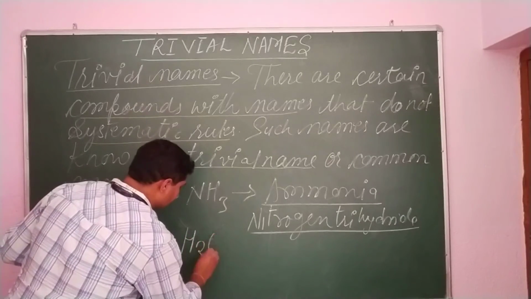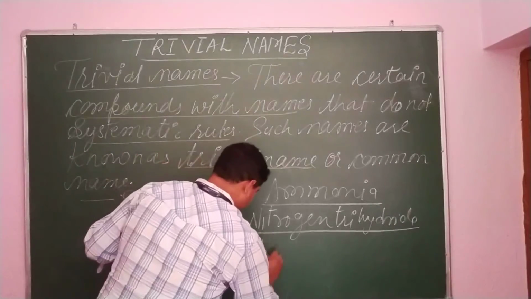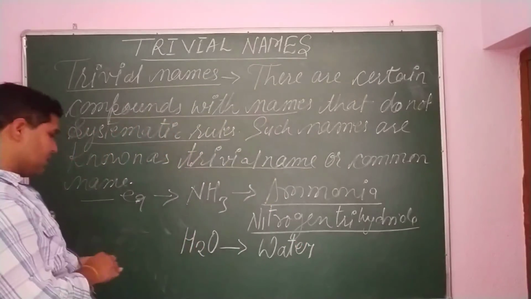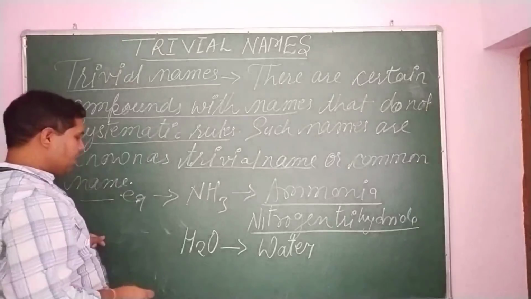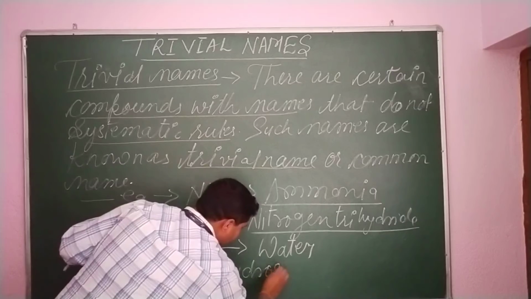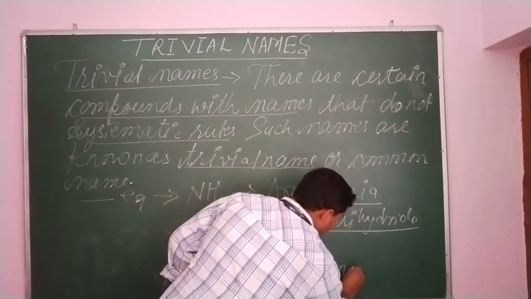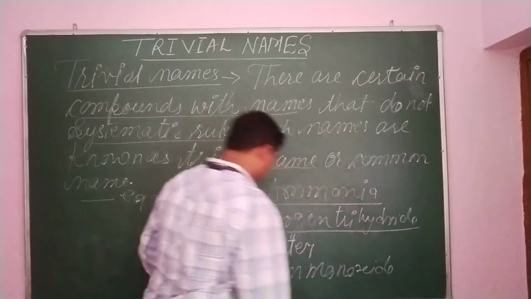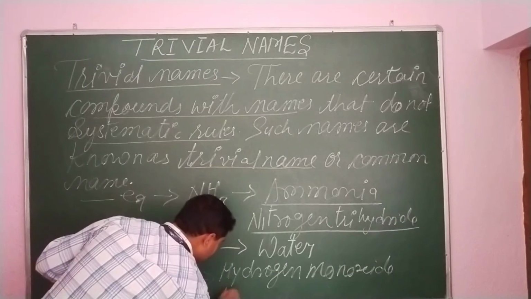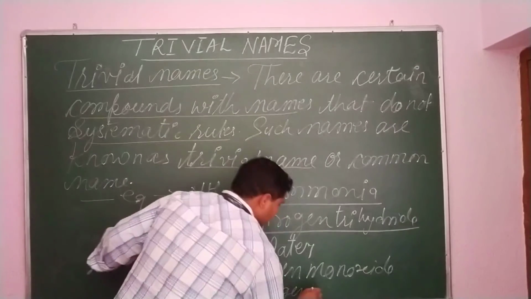H2O. The common name is water, known as water, while in the systematic way of naming, it is known as hydrogen monoxide or dihydrogen oxide.